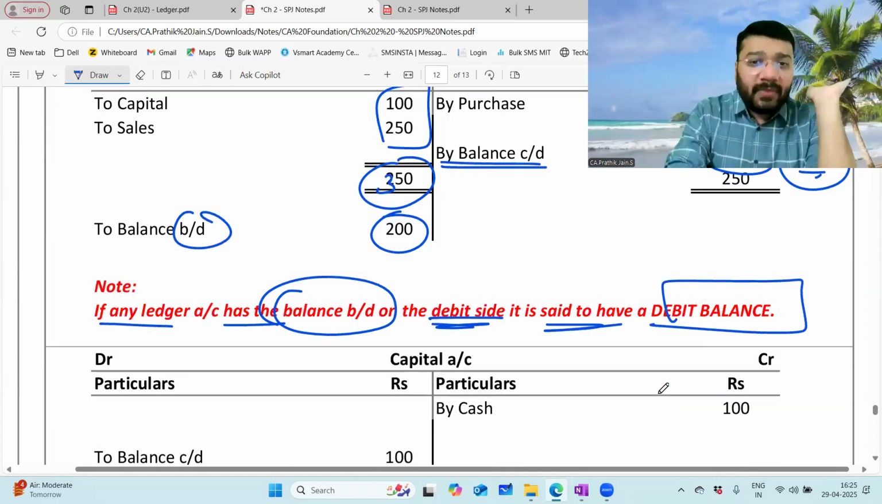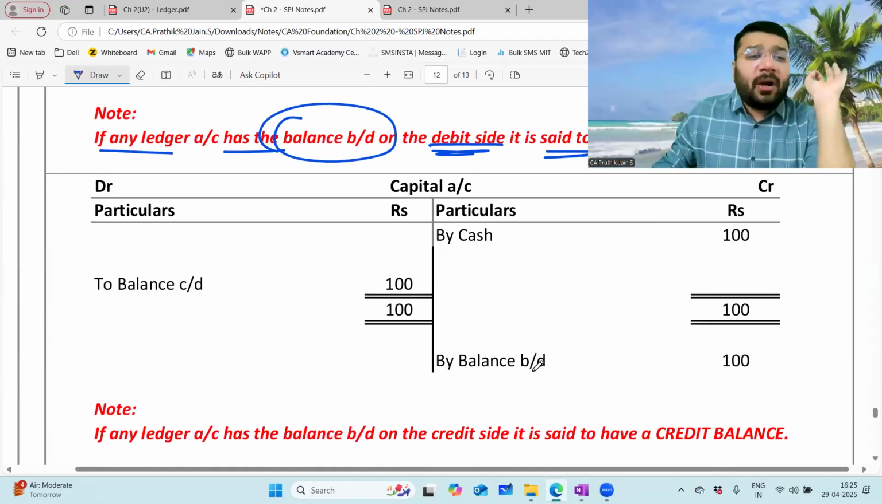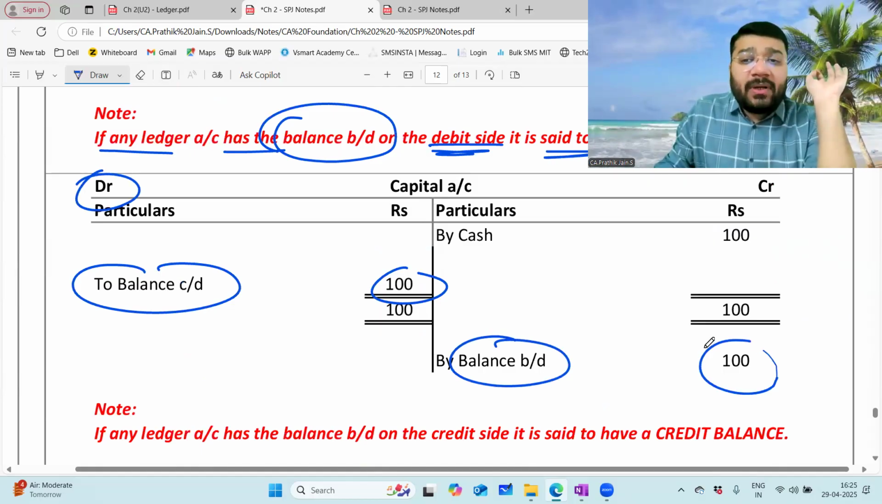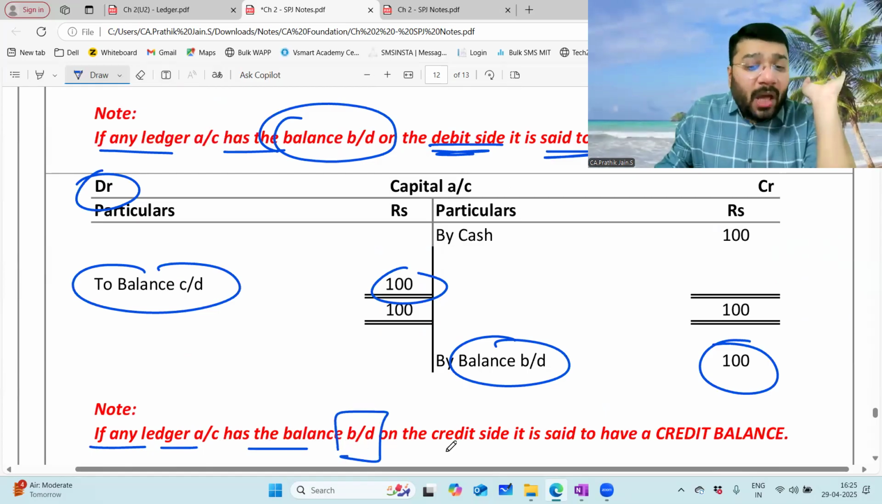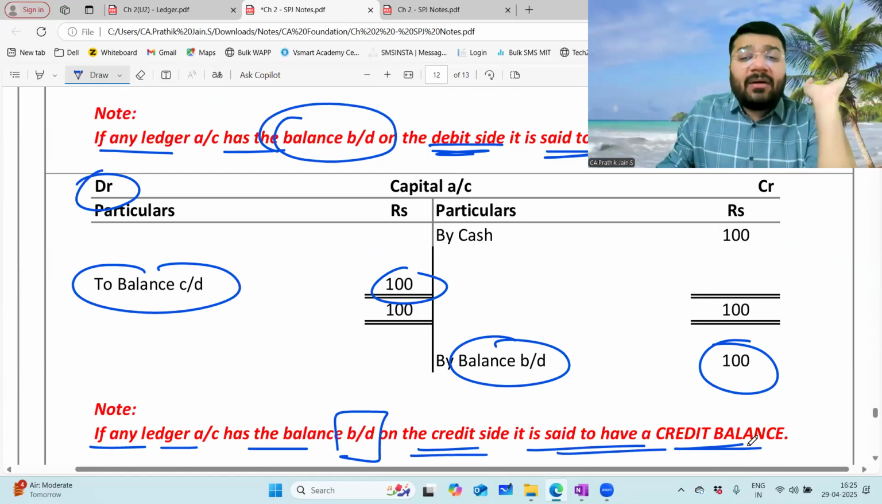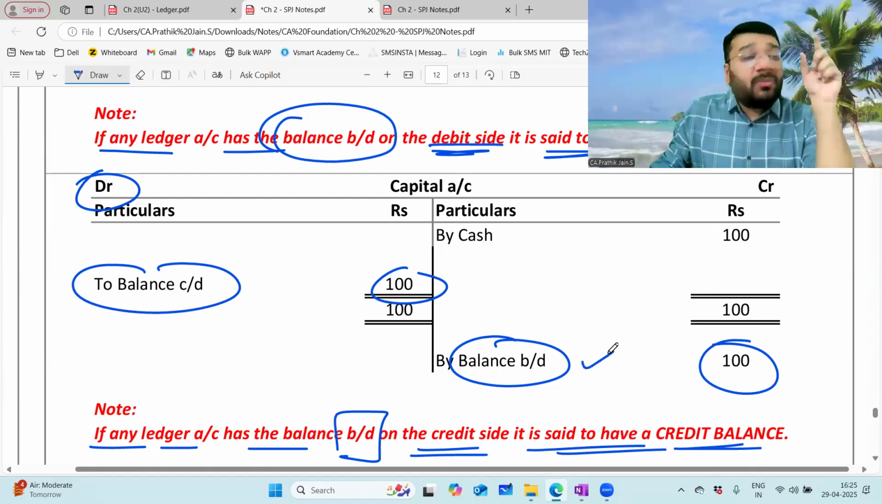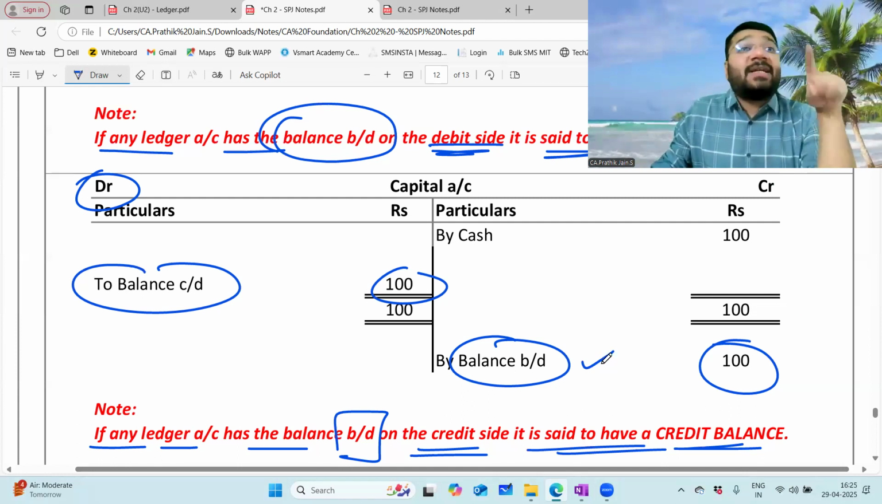Similarly, if I look at the liability account, the balance carried down will come at the debit side, and the balance brought down will come always at the credit side. So if any ledger account has the balance brought down on the credit side, it is said to have a credit balance. Now, looking at the balance brought down, only you will decide whether the ledger is asset or liability.